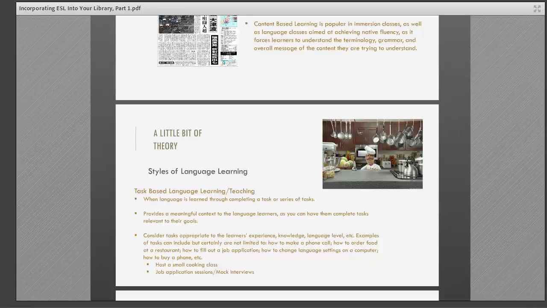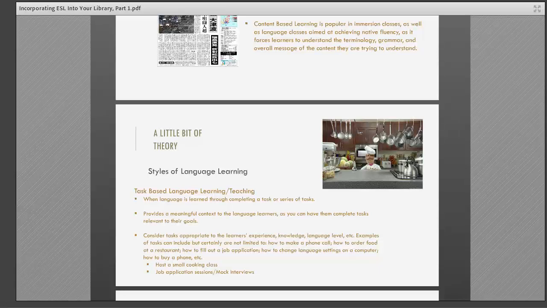Are you hosting ESL programs for novice level English writers? What about writing skill? Whatever task you're having your ESL students, your ELLs, learn, what skills does it require? Okay, so keep all of that in mind when you think about the learner's experience and knowledge.